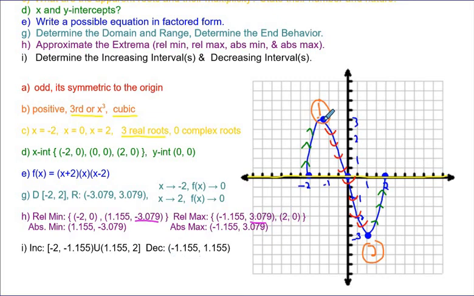So it's decreasing from -1.155 to 1.155. And that includes parentheses because these values, they're shared. They're here and they're here. So you can't put a bracket on one. How could it be increasing and decreasing at the same time? So if that confuses you, I know some people have trouble with, is it bracket, is it parentheses? Endpoints get brackets with increasing and decreasing.